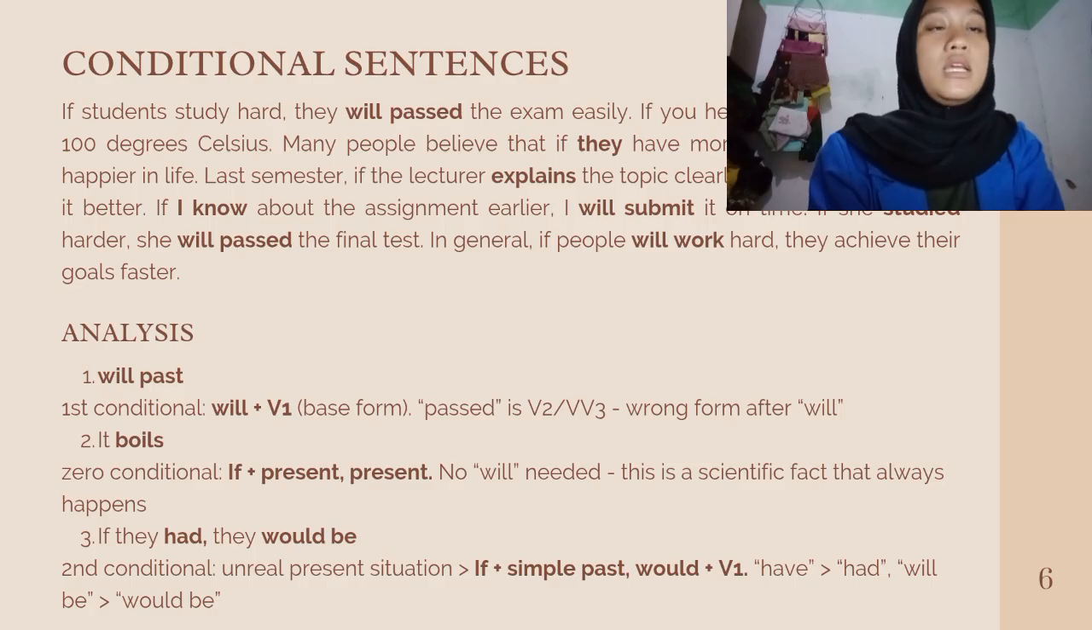No "will" is needed. Number 3, "if they have more time, they will be happier" should be "if they had more money, they would be happier." This is a second conditional for an unreal present situation. So "have" becomes "had" and "will be" becomes "would be."